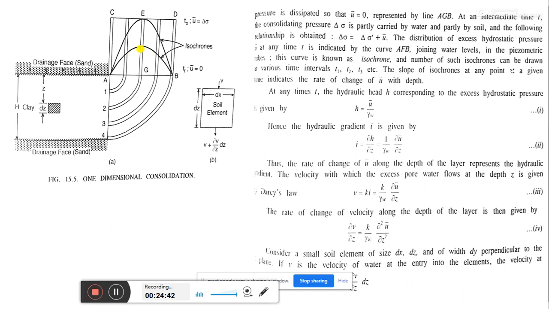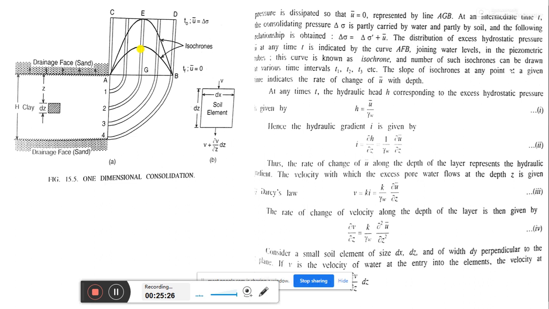The slope of isochrones at any point at a given time indicates the rate of change of u with depth. This is important. The slope of the isochrones, the name of this curve, at any point at a given time indicates the rate of change of u, that is pore water pressure, with depth. Simply, the relation between time, pore water pressure, depth, and the rate of change of pore water pressure. This is what we need. So if we start the derivation, what do we need?